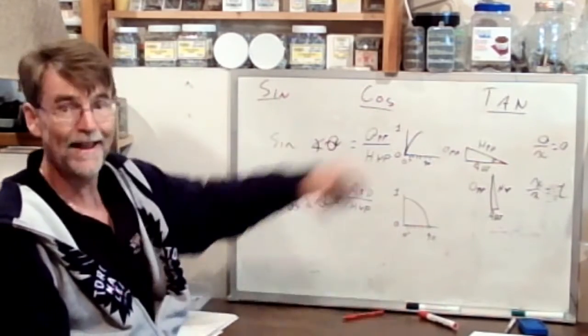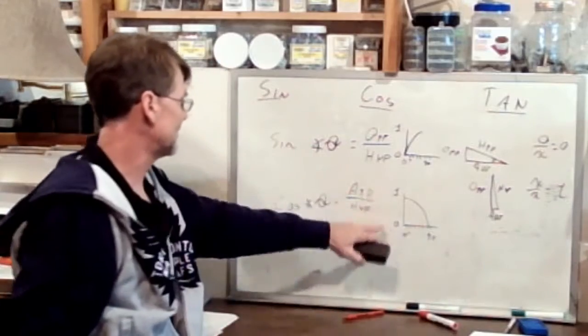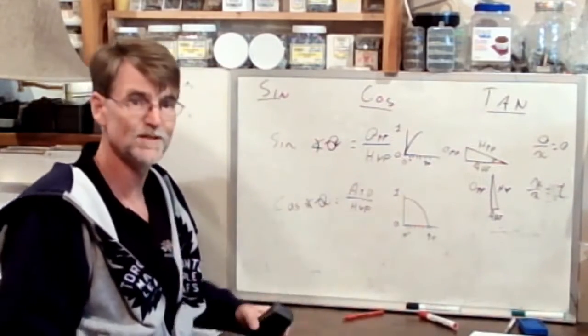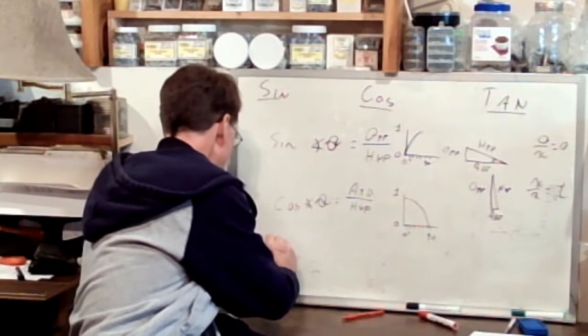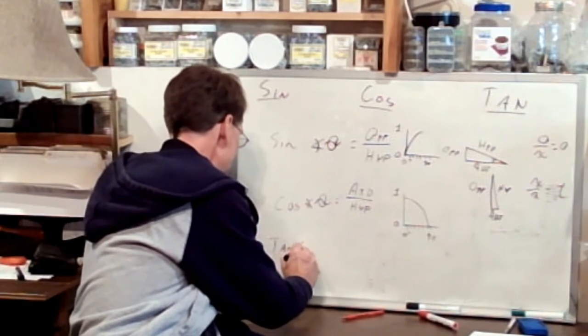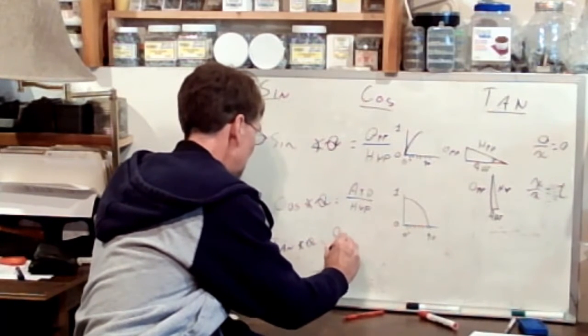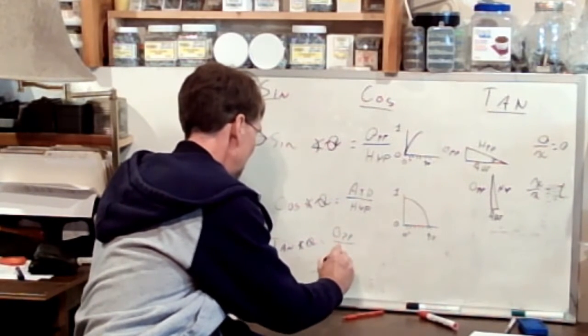Now tan's kind of messy. Now this is nice and easy, right? Because it's always between 0 and 1. Awesome. Really easy. What about tan? Well, the tan of the angle theta is equal to the opposite over the adjacent.